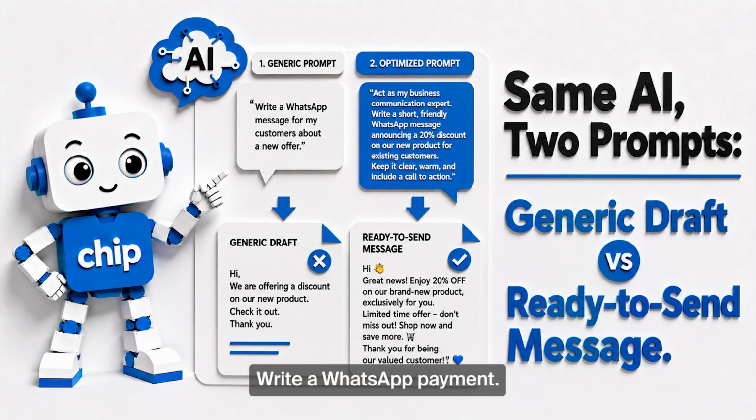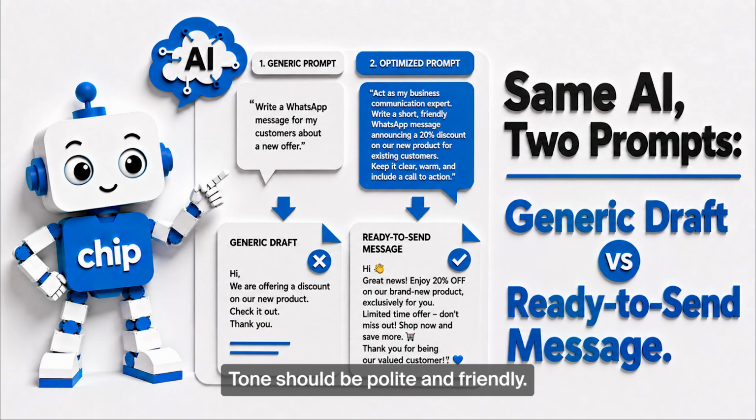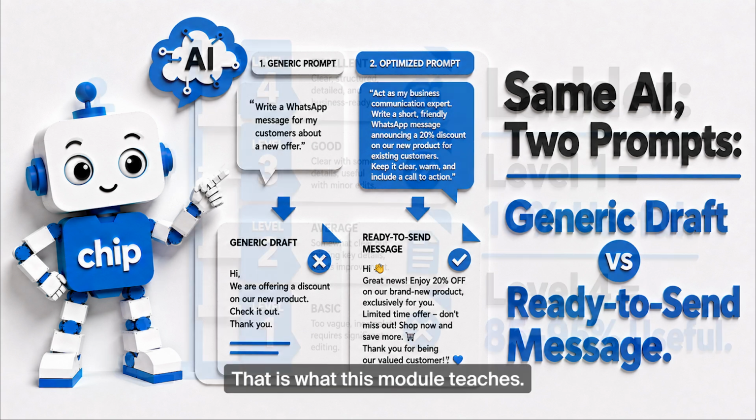Person 2 types, write a WhatsApp payment reminder for my sari business in Surat. The customer owes 15,000 rupees. Tone should be polite and friendly. Keep it under 50 words. They get 3 messages ready to send in under 1 minute. Same AI. Different instructions. That is what this module teaches.